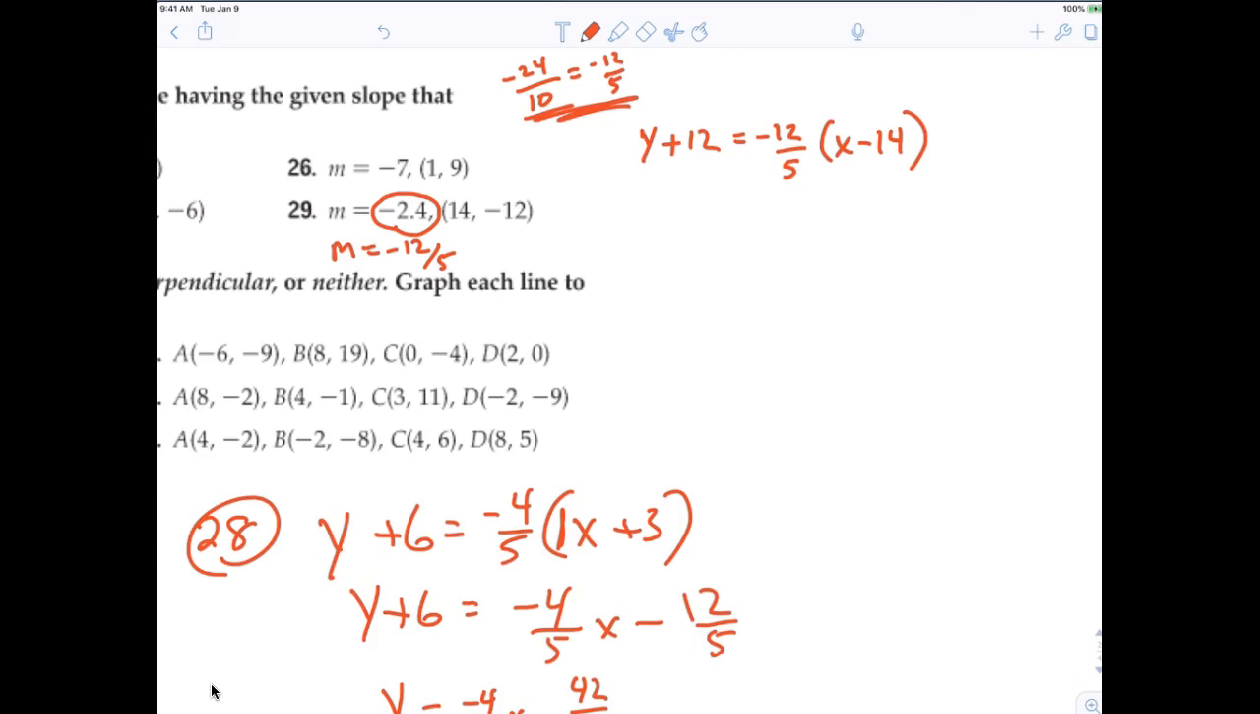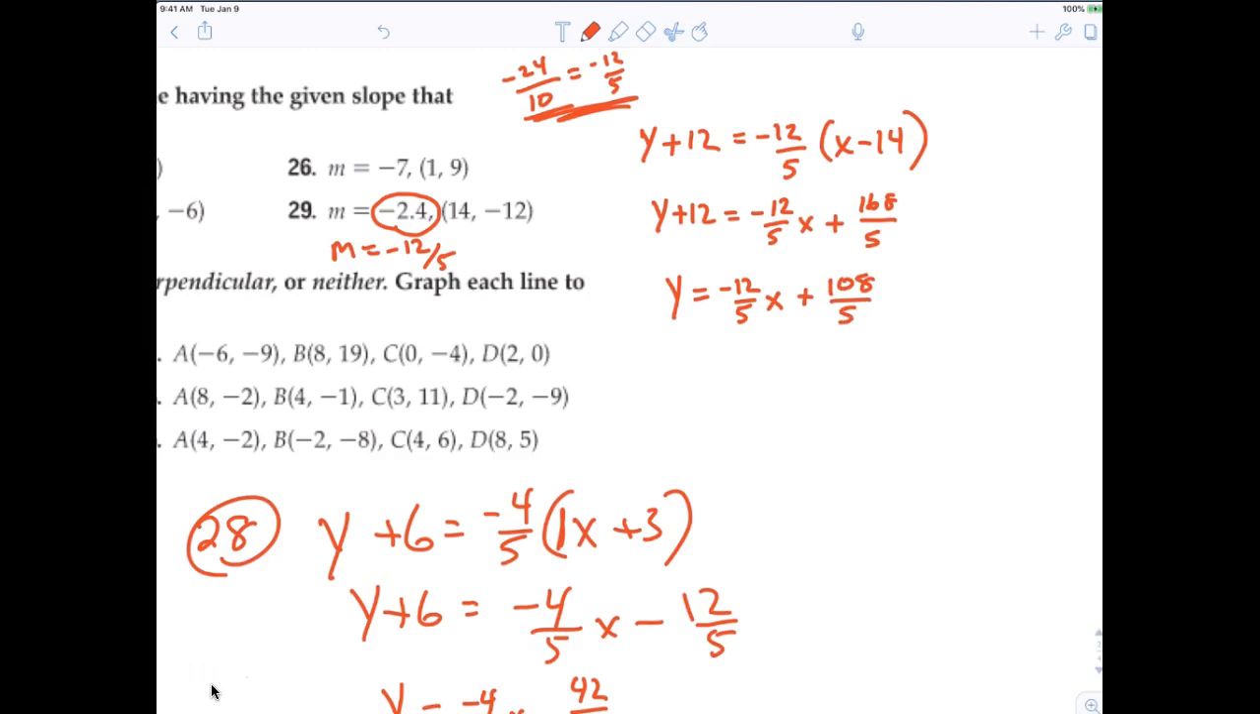So far, so good? Now again, it's kind of annoying because the numbers aren't so simple, but it's still nothing too difficult. So I have y plus 12. When I distribute the negative 12 fifths, it would be negative 12 fifths x plus 168 over 5. And then again, we're going to subtract 12, which is 60 over 5. So y is equal to negative 12 fifths x plus 108 over 5. Make sure you understand that.